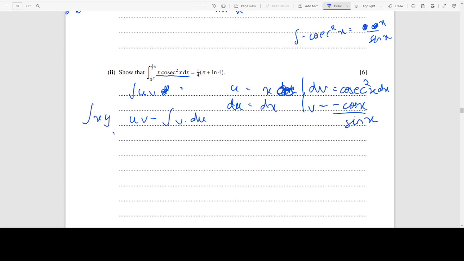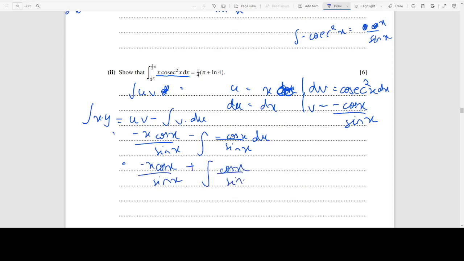So we have x times v, so this is going to be minus x cos x upon sin x minus the integral of minus cos x upon sin x du. Alright, so this will give us negative x cos x upon sin x plus the integral of cos x upon sin x dx.